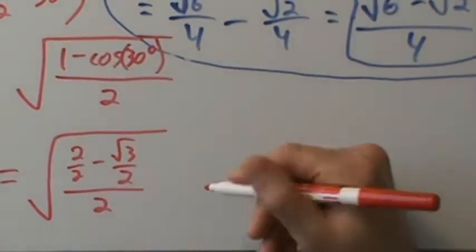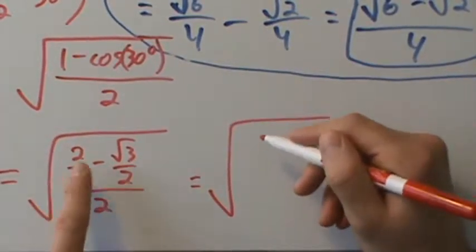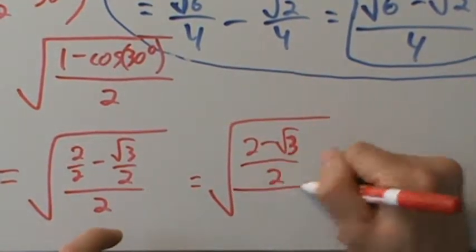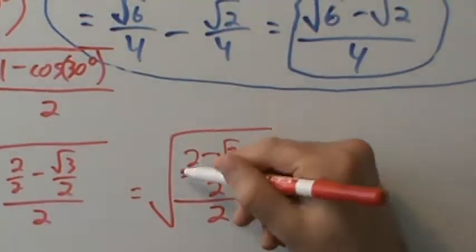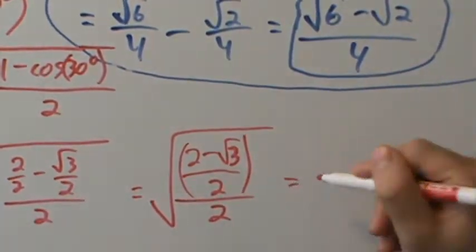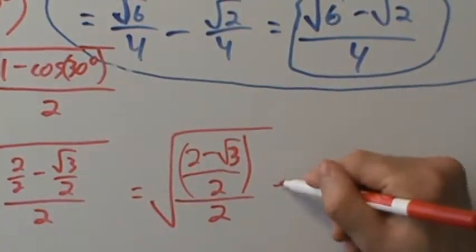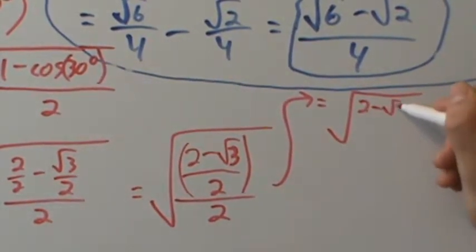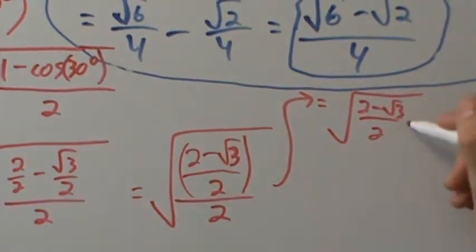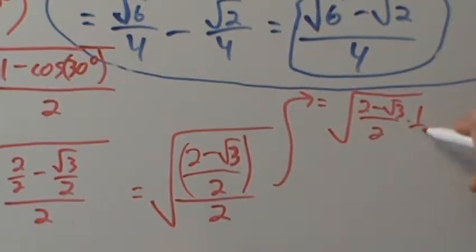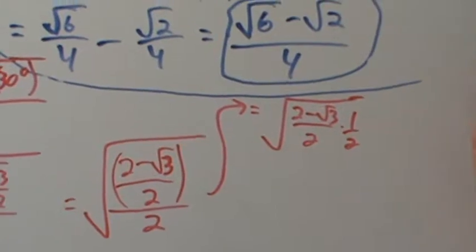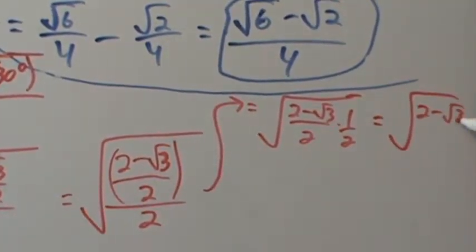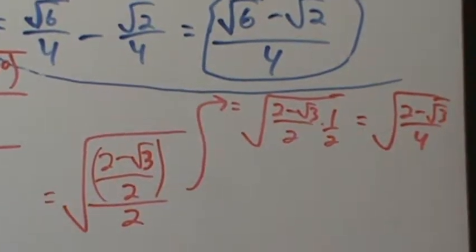And then that's going to be 2 minus root 3 all over 2, and then all over 2 again. So we have 2 minus root 3 over 2, all being divided by 2. That equals the square root of 2 minus root 3 over 2, and then dividing by 2 is like multiplying by a half, so we have that going on inside of the square root still. And then that is going to be the square root of 2 minus root 3, all divided by 4.